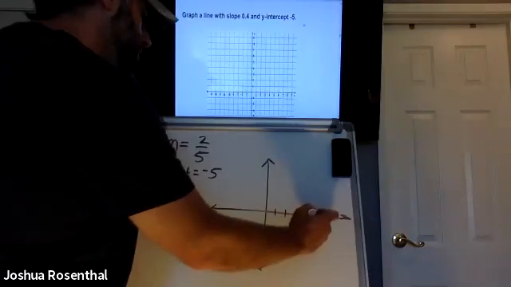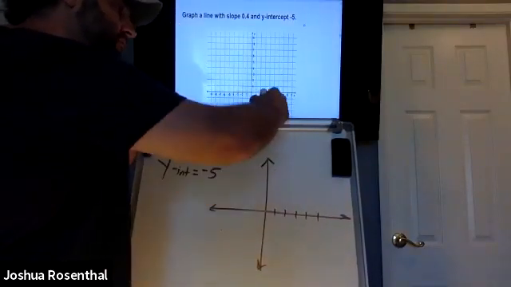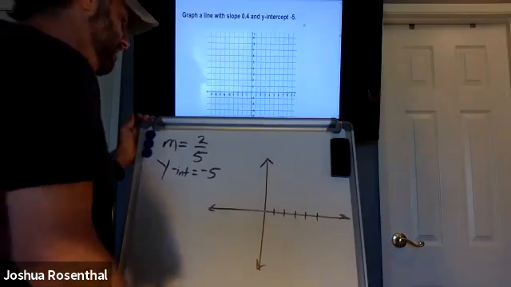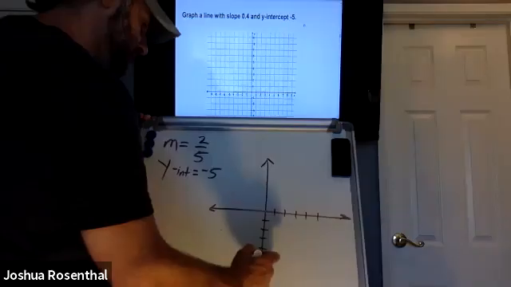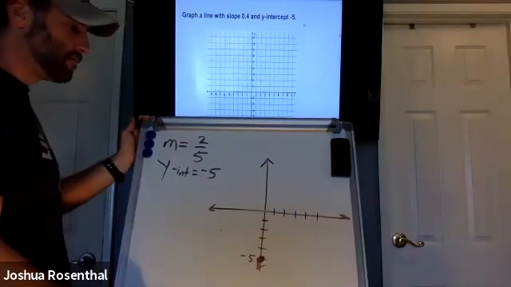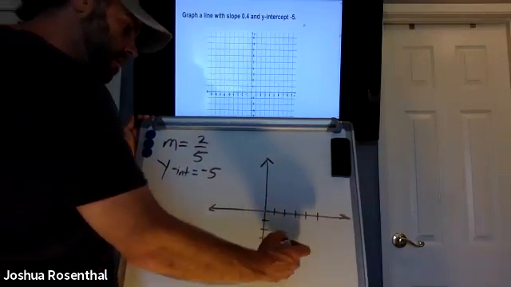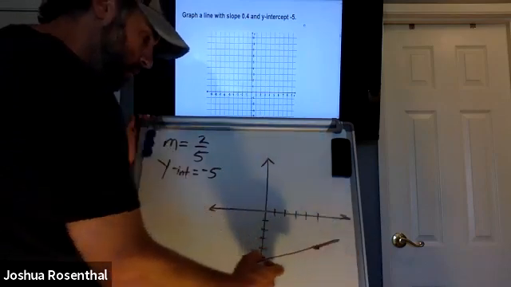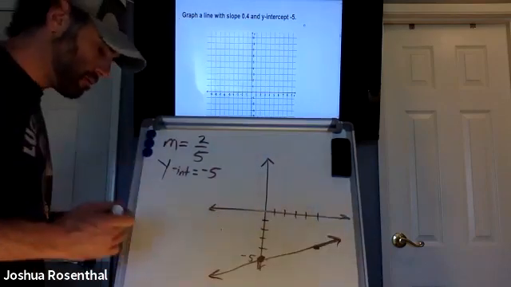Could you have made the slope 4/10? Yeah. When you graph it, though, you're going to need to go up 4/10. I'd rather go up 2/5. There's negative 5, my y-intercept. And then I'm going to go up 2, and go over 5. Done.